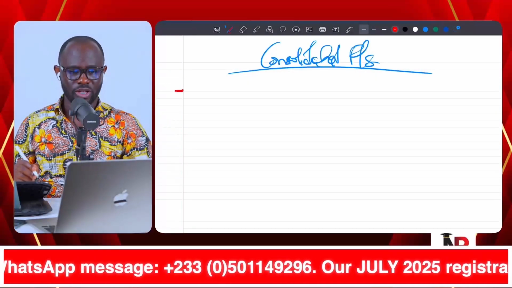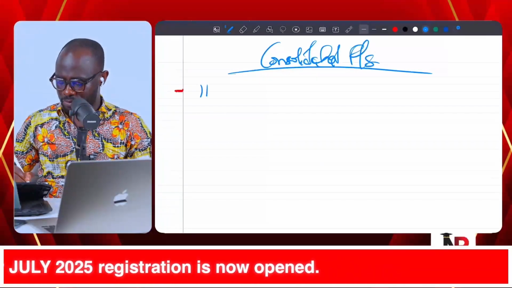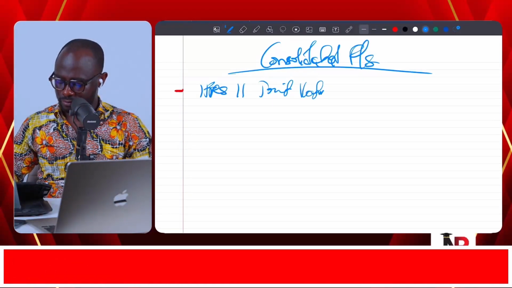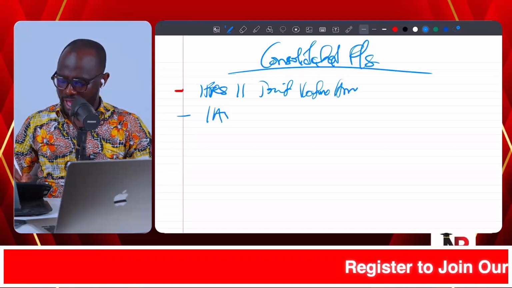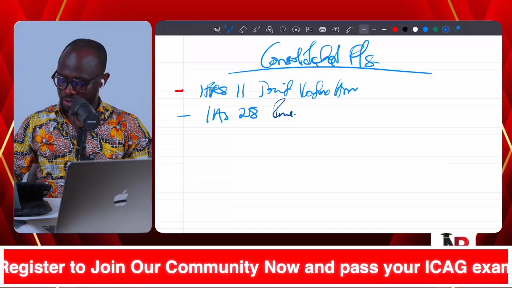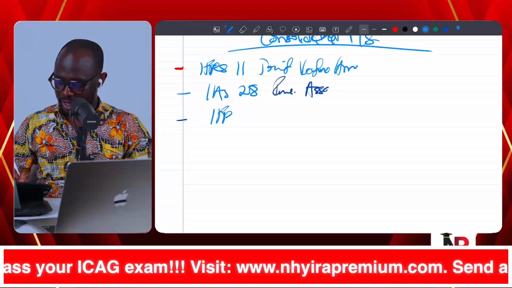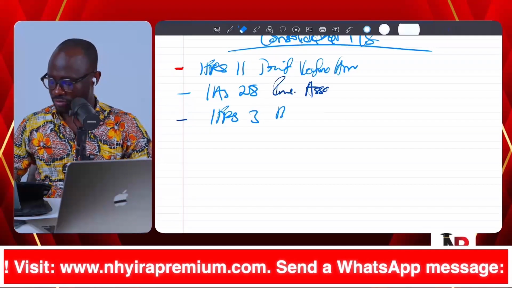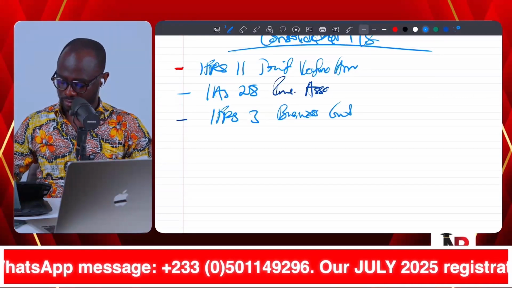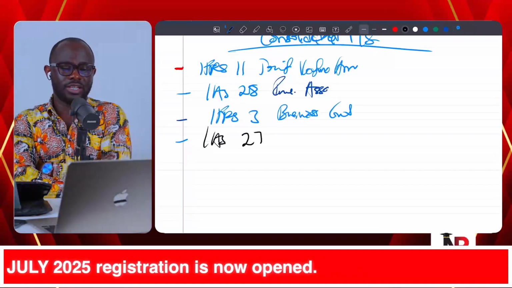There are some standards here. So in addition to all of those standards that we've spoken about, there are some other standards here that you must be mindful of, like IFRS 11, joint venture arrangement. Okay. We have IAS 28, and that is investment in associates. We have IFRS 3, business combination. And then we have IAS 27, separate and consolidated financial statement.